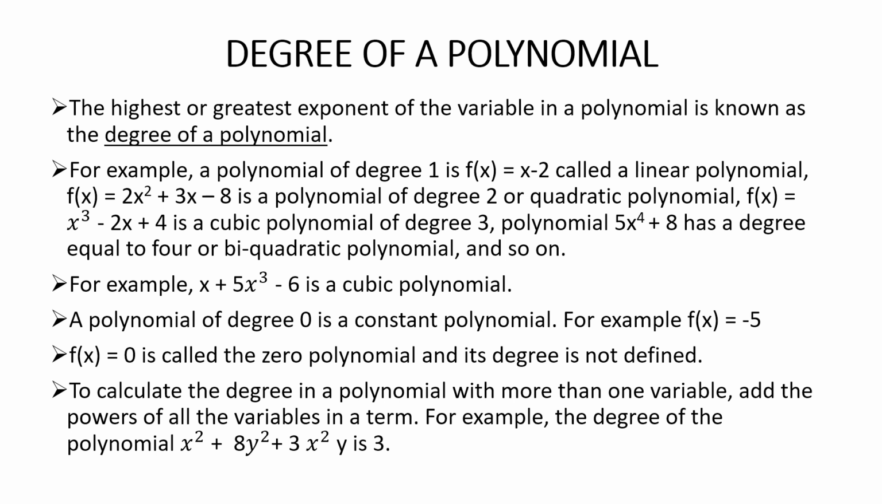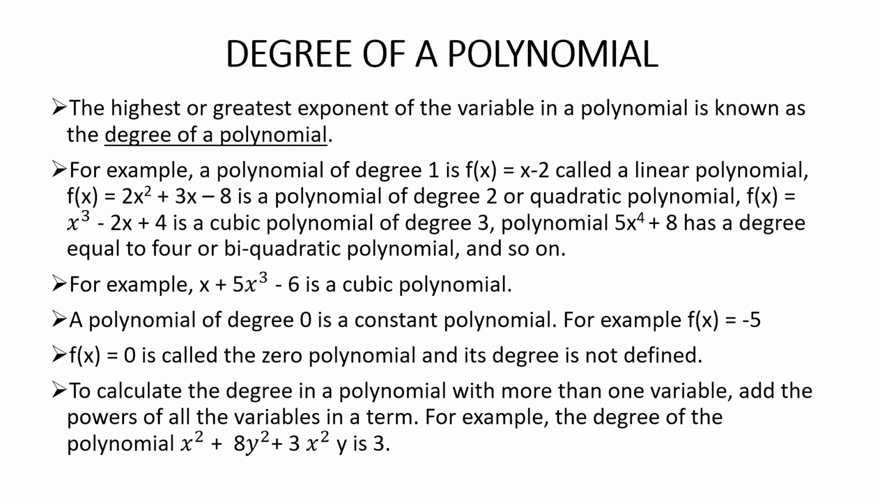f(x) is equal to x cube minus 2x plus 4. It is a cubic polynomial of degree 3. Polynomial f(x) is equal to 5 into x raised to 4 plus 8 has a degree equal to 4, or it is also said as a biquadratic polynomial and so on. You can have any polynomial degree.